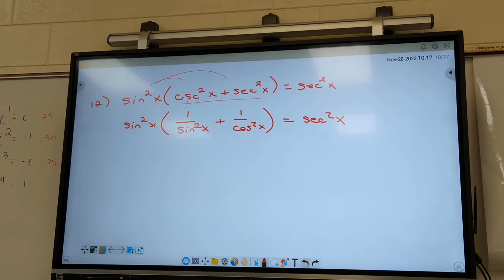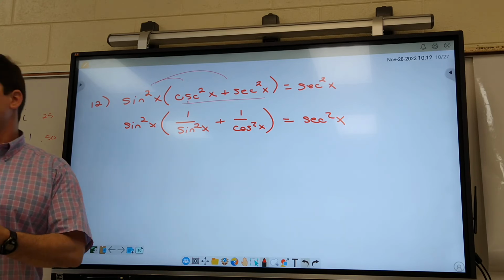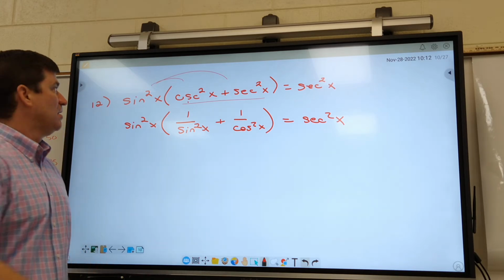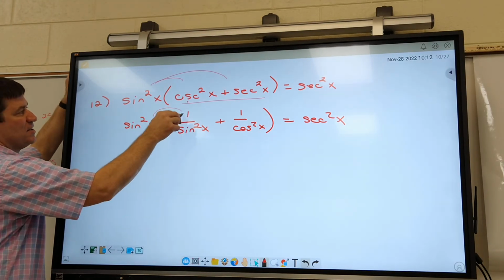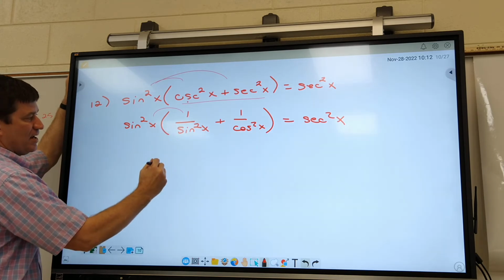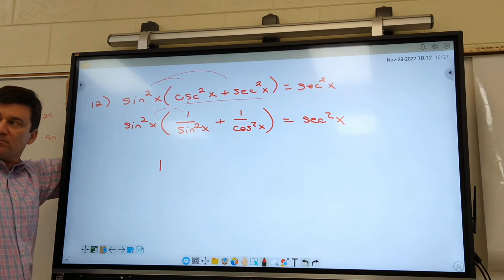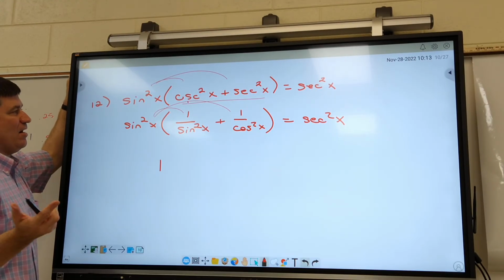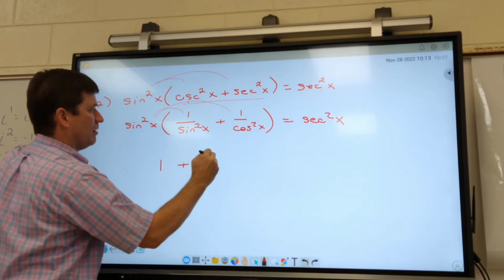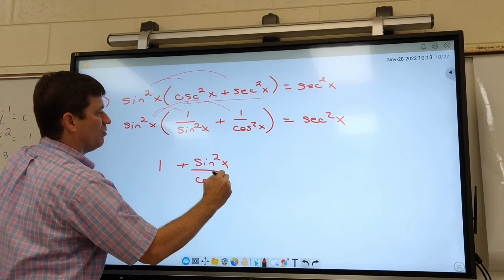Remember our rule. If it's not sine or cosine, you got to look at the board and change it. So I took that one, I looked at the board, and I changed it. So look, if this is cosecant squared, then you make that 1 over sine squared. All right, so now we're going to distribute. What do I get when I times these two together? That sine, I cancel that sine, I get 1. What do I get when I times these two together? Well, I can't cross anything out, so I leave sine squared on top, and I leave cosine squared on bottom.